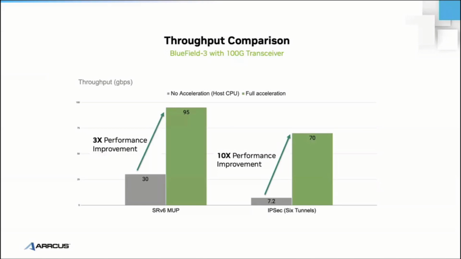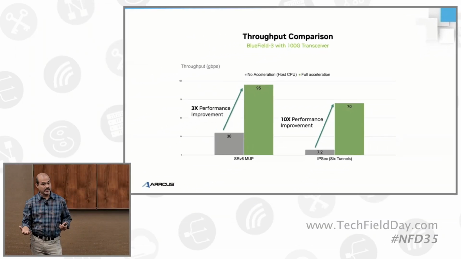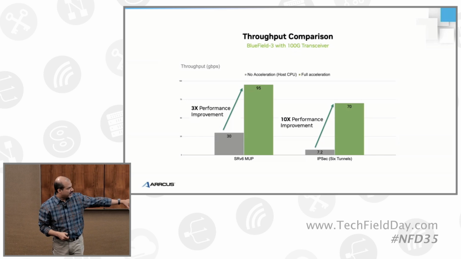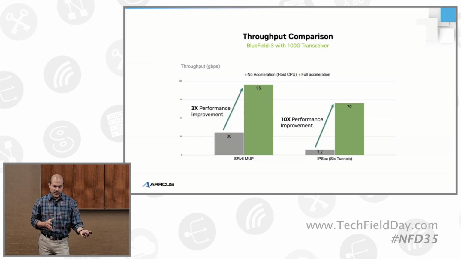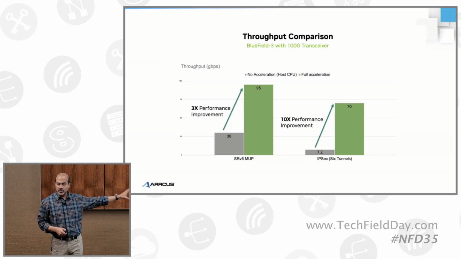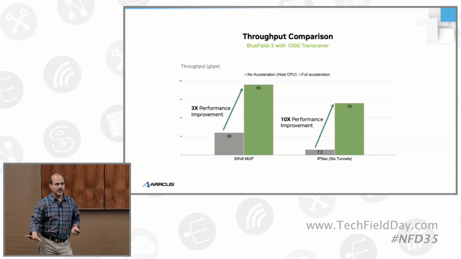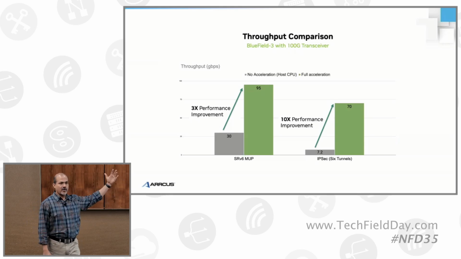This slide talks about some of the throughput numbers that we achieve with and without using a BlueField 3. We measured both the SRv6 mobile user plane performance and the IPsec performance in isolation. The gray bar demonstrates the throughput that we achieve without using the BlueField 3 for accelerating any of the networking or the SRv6 functions. So we see straight away a 3x performance improvement.